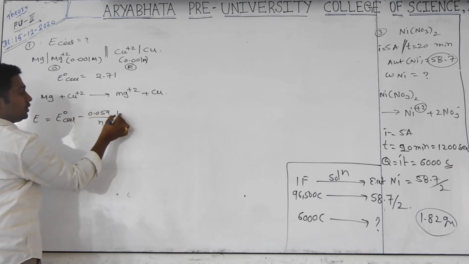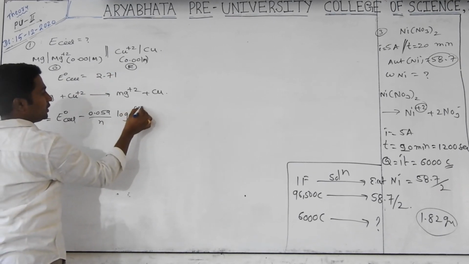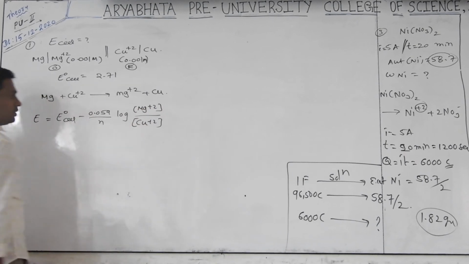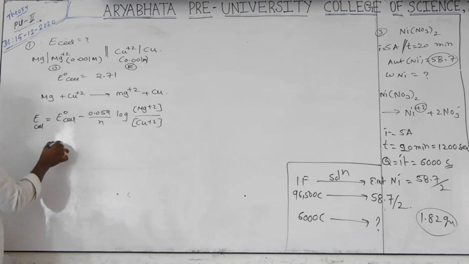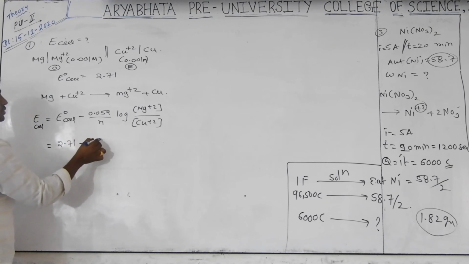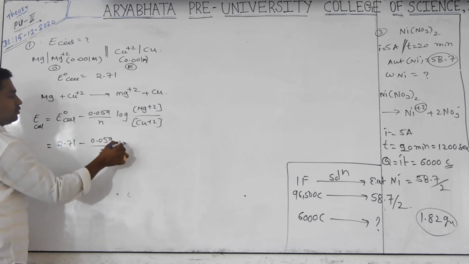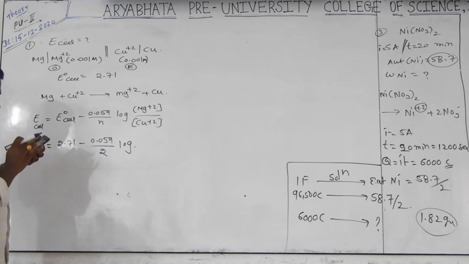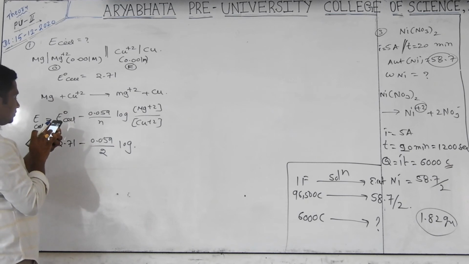0.059 by n into log of the concentration of product ions by reactant ions, which is nothing but Mg plus 2 by Cu plus 2 ions. Yes or no? Yes. You do it. The EMF of this cell is equal to the standard EMF of the cell, already mentioned 2.71, minus 0.059 by n. Yes, very good. Into log of the concentration of the magnesium ions.